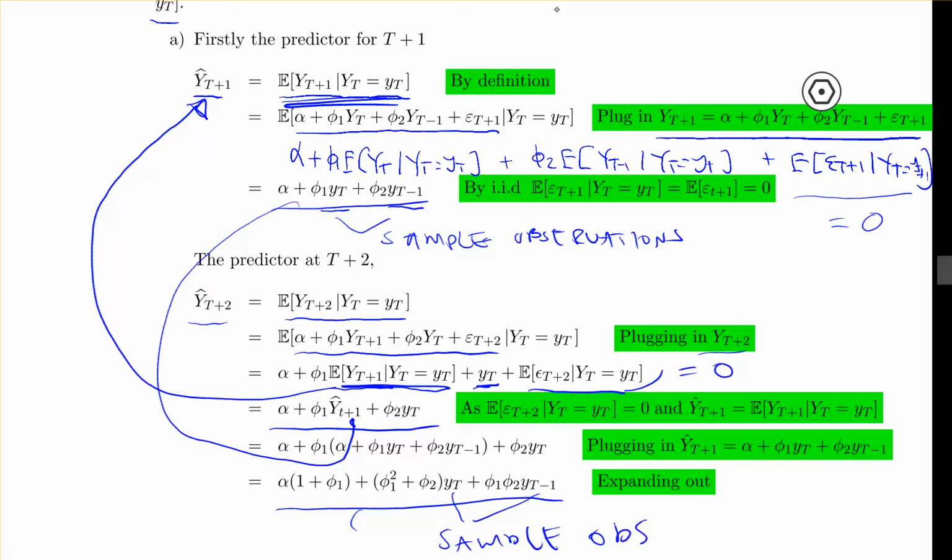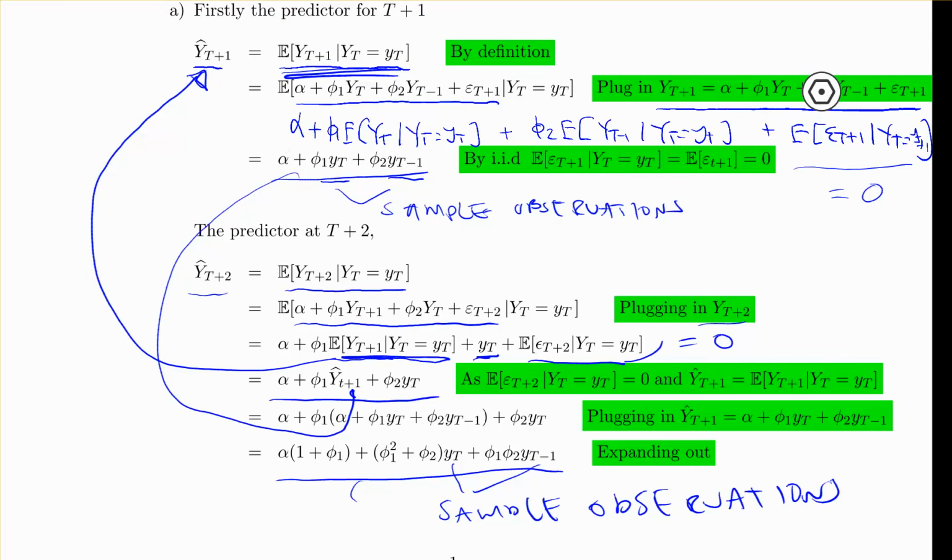So again, the predictor can only be a function of the parameters, which we're assuming here that we know what they are, and all data we observe. Okay. So that's the derivation of the best predictor in an AR2 model, 1 step and 2 step ahead. Again, the same idea extends to the case of an AR3, AR4, it's exactly the same idea.